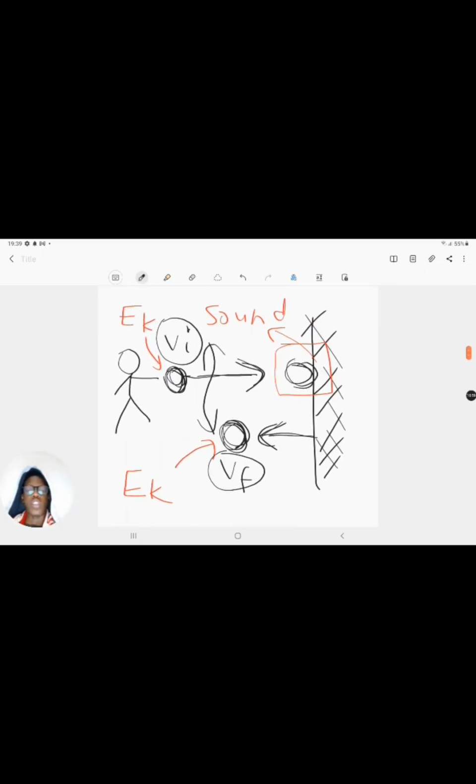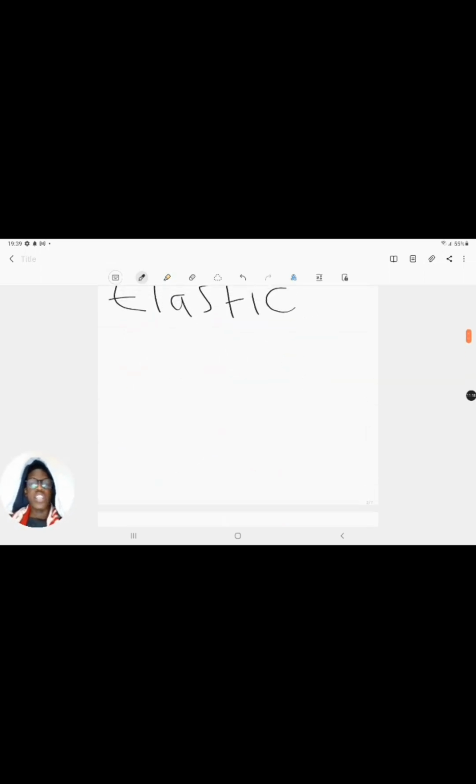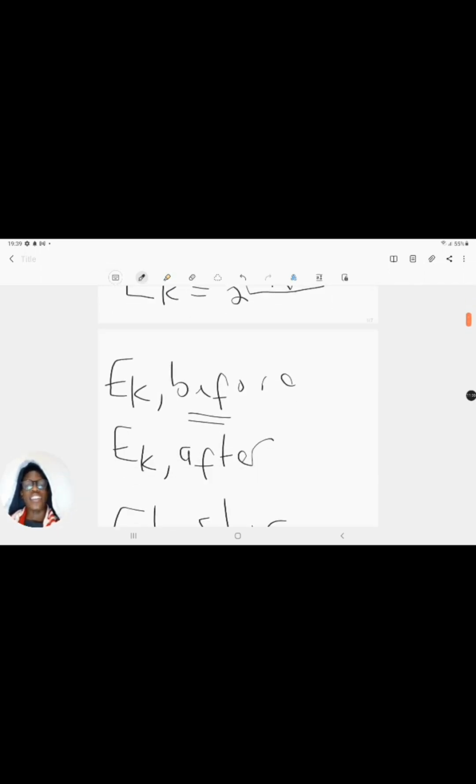And why are the velocities not the same? Because some energy was lost when the ball made contact with the wall. Since some sound was lost, some energy was lost. Since some energy was lost, the system overall lost its energy. Therefore, the collision is inelastic. So that is essentially what an elastic and inelastic collision are.